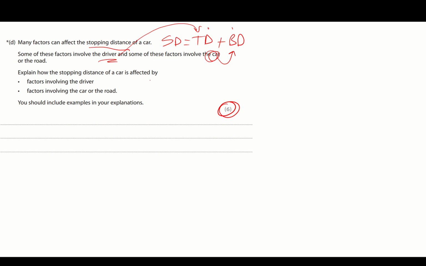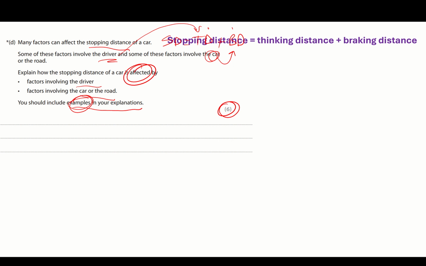Explain how the stopping distance for a car is affected by those on the driver and those on the car or the road. You should include examples in your explanations. Now, ultimately, examples tell us if it's going to increase it or decrease it. Describe it. Don't just say what it is, say the effect that it's going to have, because you can see there the effect. So, in terms of my model, you can see, oops, you can't see because it's under all my doodles. Just get that out straight away.